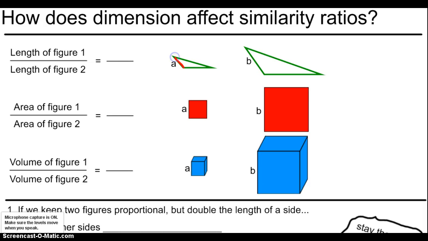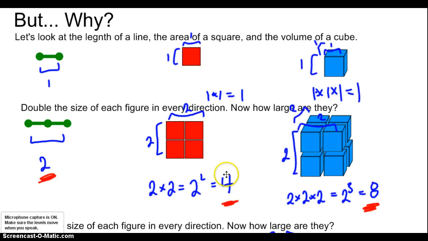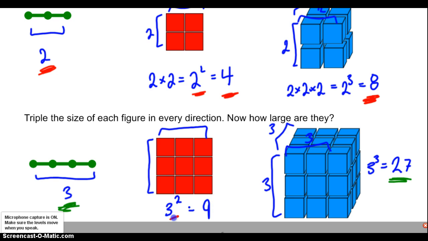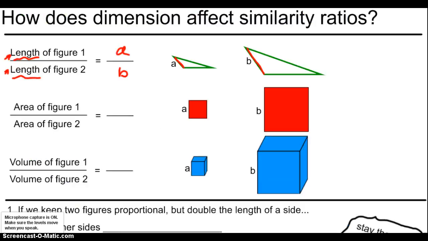If this length is A, this length is B, then the ratio of the length of the smaller figure to the larger figure is just A over B. That's it for length. Length works that way. However, we just learned that area does not work that way. Area grows faster because it's squared. Remember in the last slide, we saw that we have to square our numbers for area. So when we're comparing two shapes with their area, it'll be A squared over B squared. All right, gotta square those lengths to get the area.